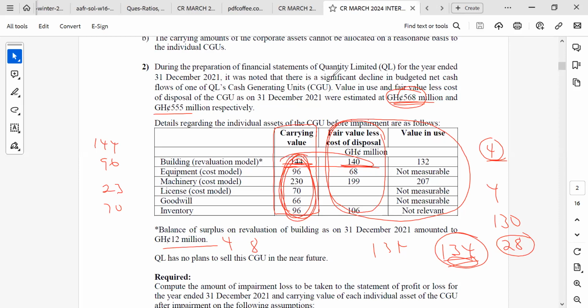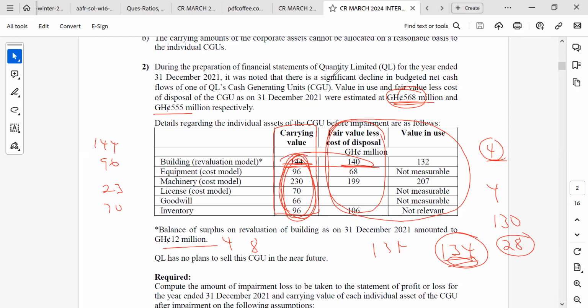So if the asset is 144 and they are saying that the recoverable amount is 140, it means that the value has reduced by only 4. So only 4 of the impairment should be given to that particular asset. You can't reduce more than what? 140. That is it. All right.